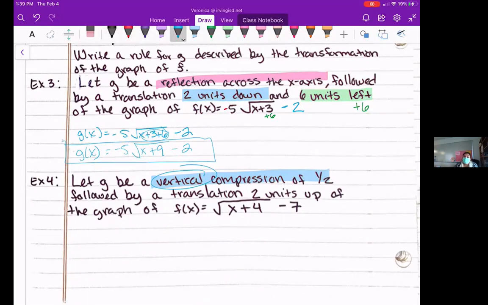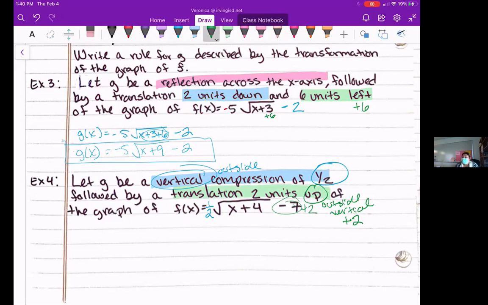So I know I'm going to have to, because it says vertical, this means outside. So I'm going to have to multiply 1/2 to the outside. So I know I'm going to have a 1/2 out here. I'm just kind of plugging it in there. Then I see a translation 2 units up. Up, well, we know up is vertical. So I know that's also going to go on the outside, and because it's up, I know it has to be a +2. Well, you're going to notice that you already have a -7. I don't care. I'm going to put my +2 right after it.